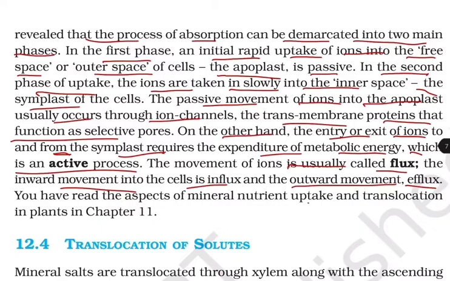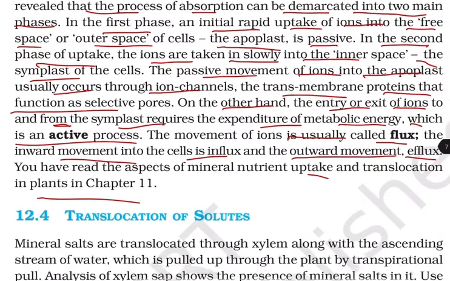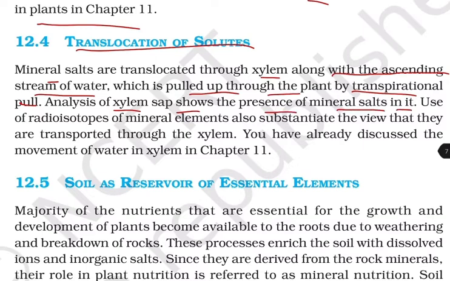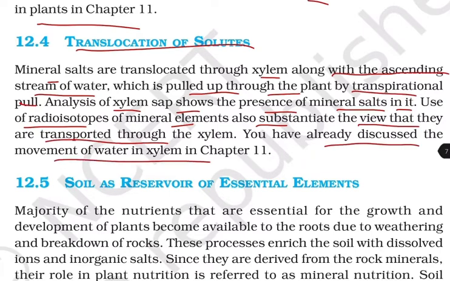You have read the aspect of mineral nutrient uptake and translocation in chapter 11. Translocation of solutes. Mineral salts are translocated through xylem along with the ascending stream of water, which is pulled up through the plant by transpirational pull. Analysis of xylem sap shows the presence of mineral salts in it. Use of radioisotopes of mineral elements also substantiates the view that they are transported through the xylem. You have already discussed the movement of water in the xylem.